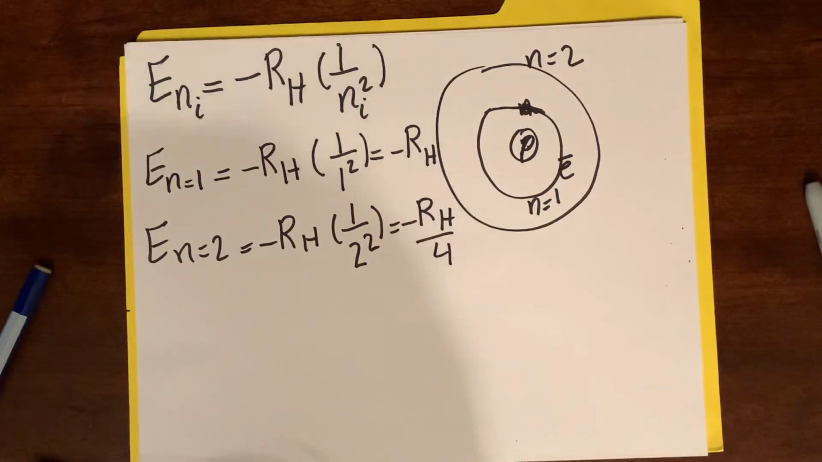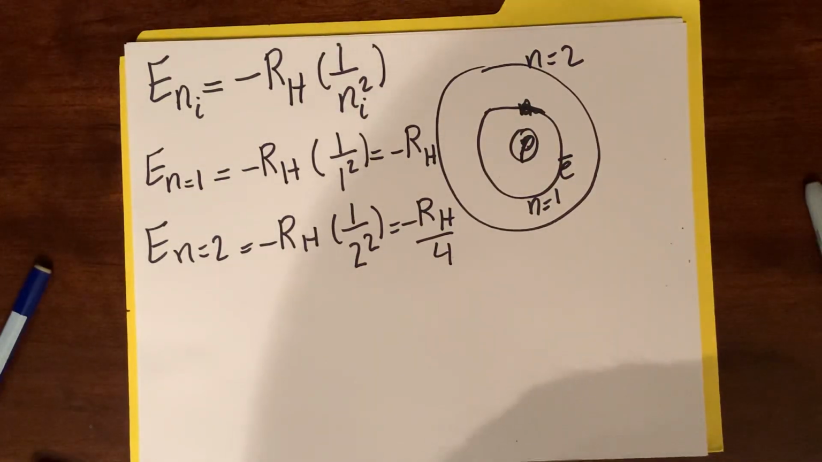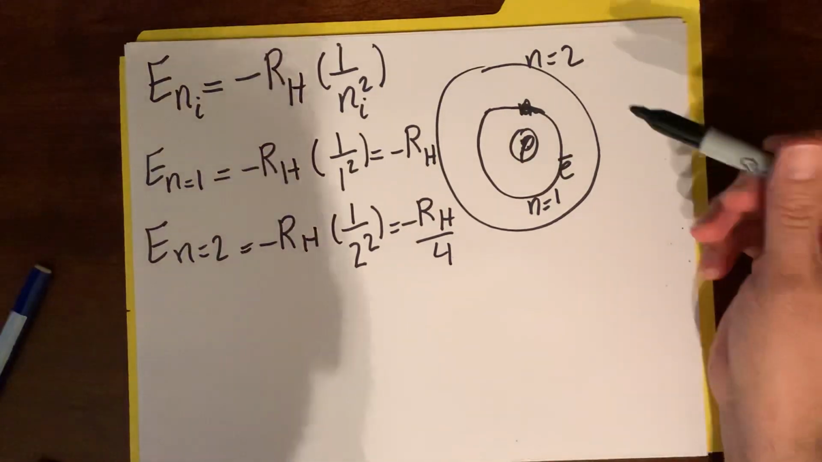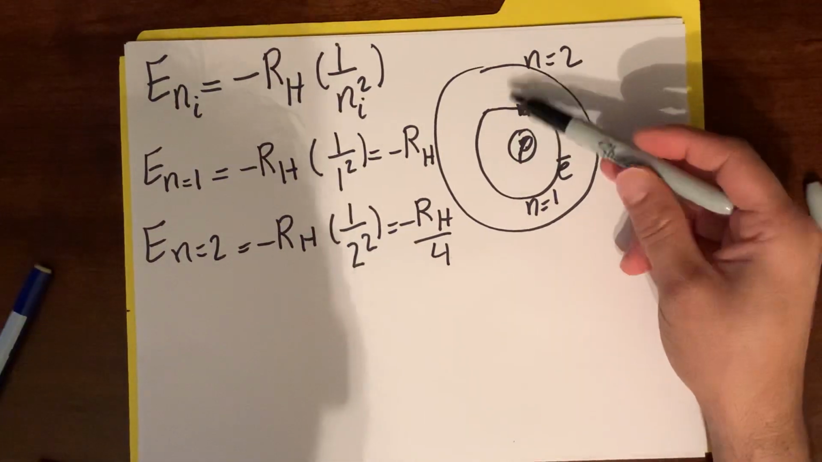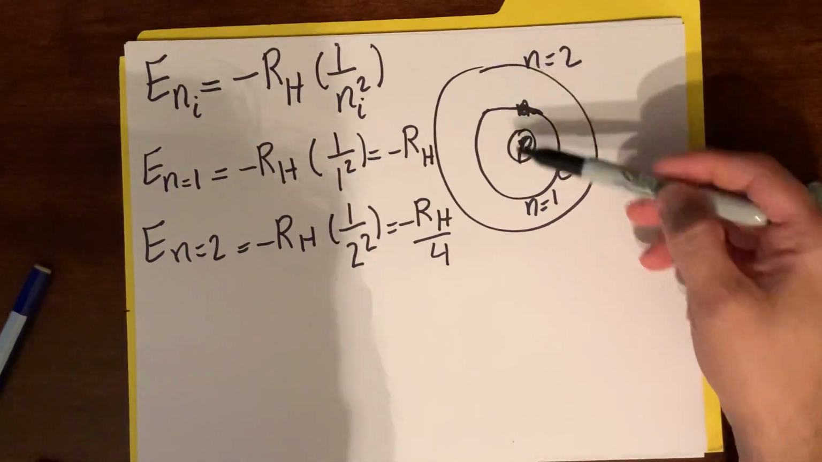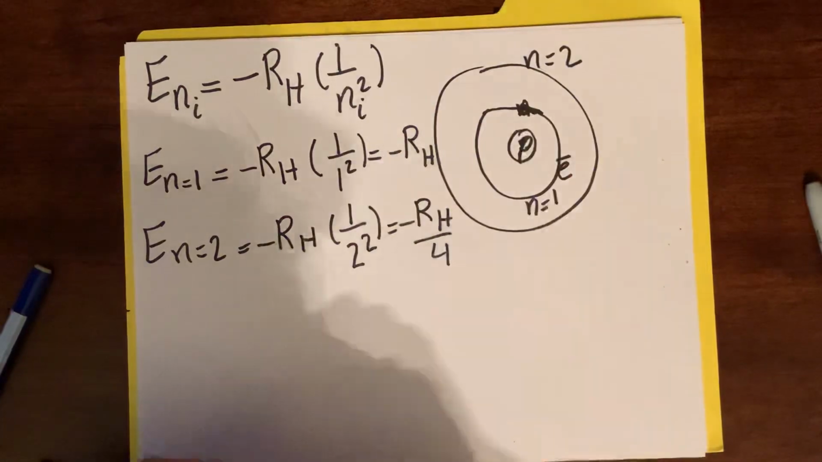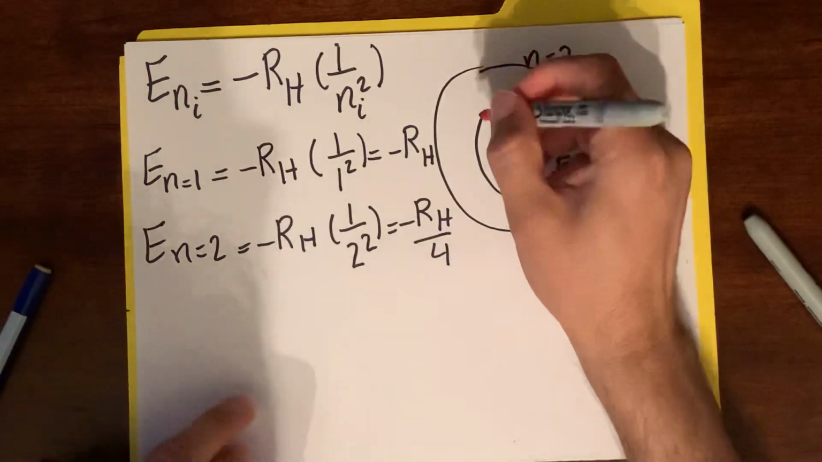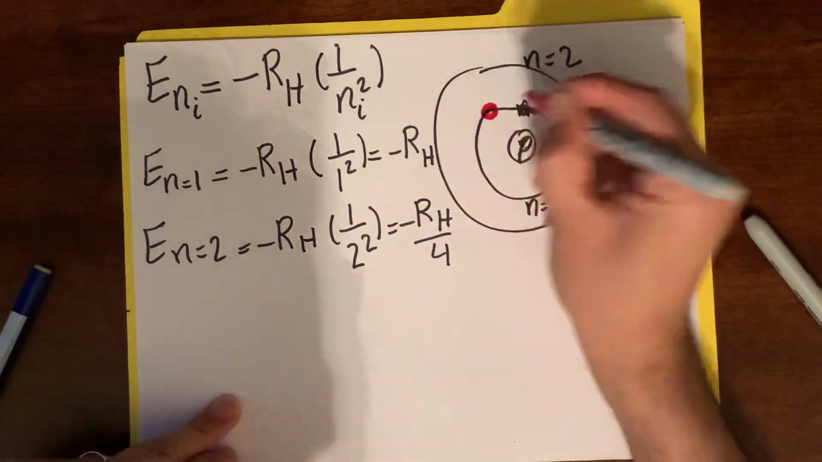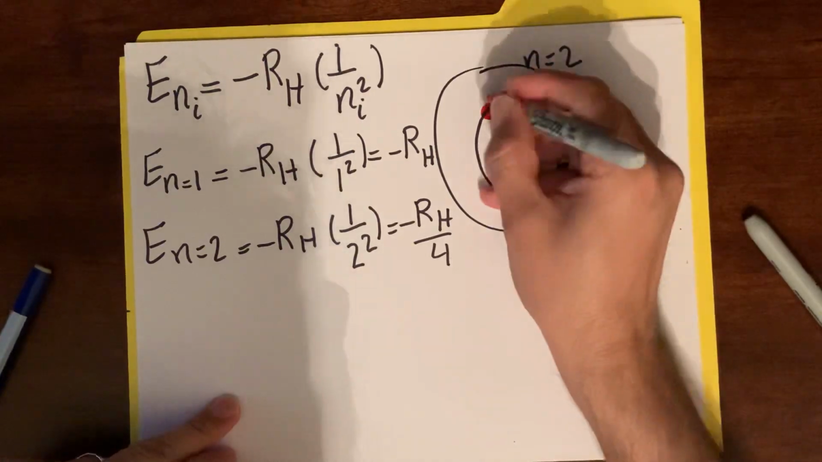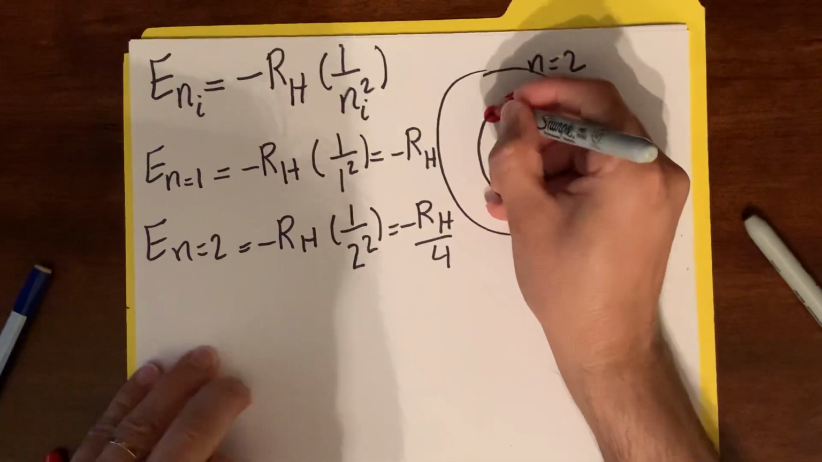Now, I want to talk about the change in energy when one electron is moving up or down. I want to calculate that and see what will happen. So let's assume we have one electron that's sitting in n1 here, and we want to shoot the electron to n2.